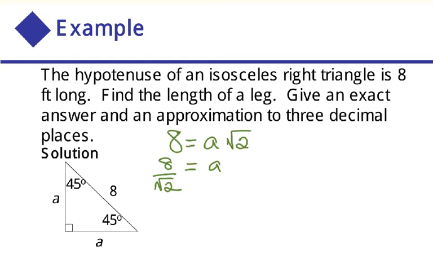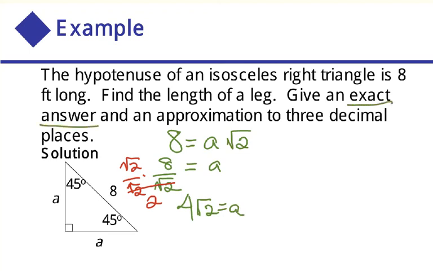And 8 over square root of 2, if we multiplied it, I'll just show you real quick, by the square root of 2 over the square root of 2, this would become 2. We'd have 8 divided by 2 is 4 square roots of 2. So that's what A equals. Now we're just talking about exact answers.